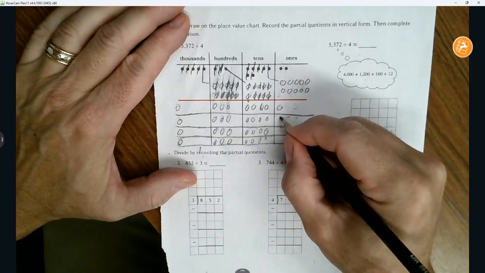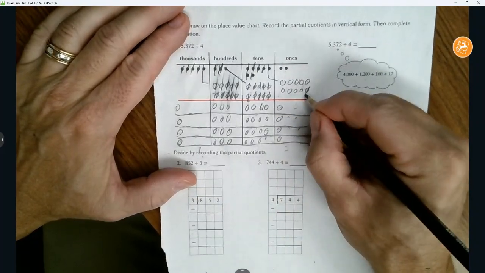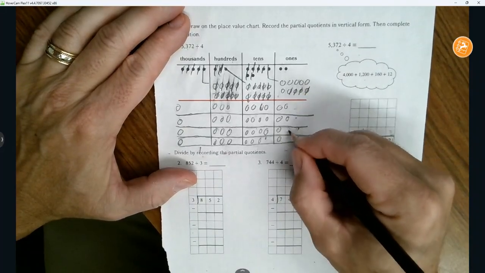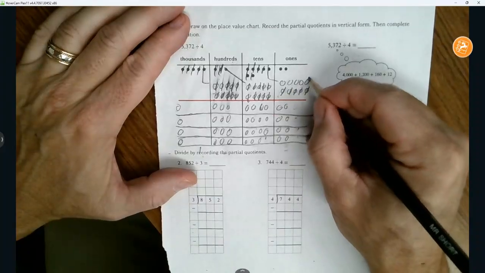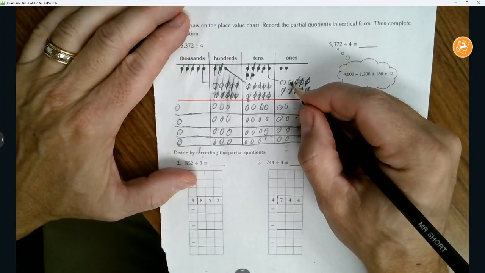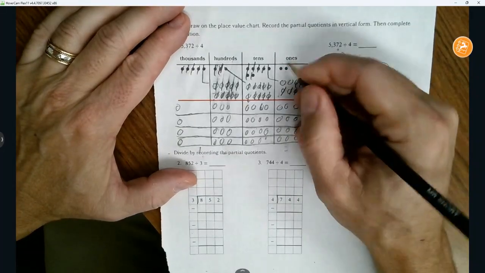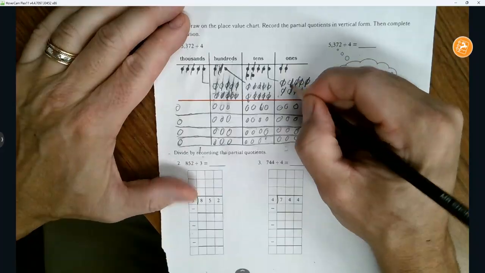So 4, 1, 2, 3, 4. We have at least 4 more. 1, 2, 3, 4. Oh, look at that. Nice and neat. Yes. 1, 2, 3, 4. All right.